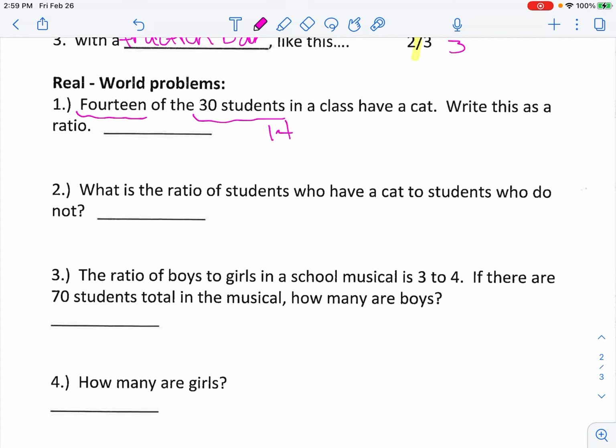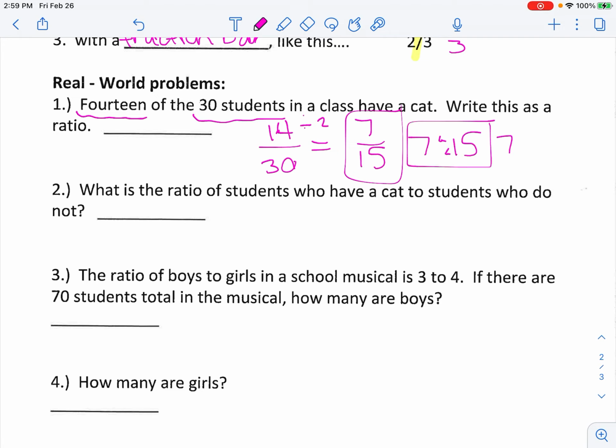So 14 to 30. Now, those are both even numbers. We know that even numbers are always divisible by 2. So if I divide 14 by 2, I get 7. And 30 divided by 2 is 15. So that answer would be either 7 to 15, 7 to 15 with a colon, or you could write 7 to 15 using the word "to".